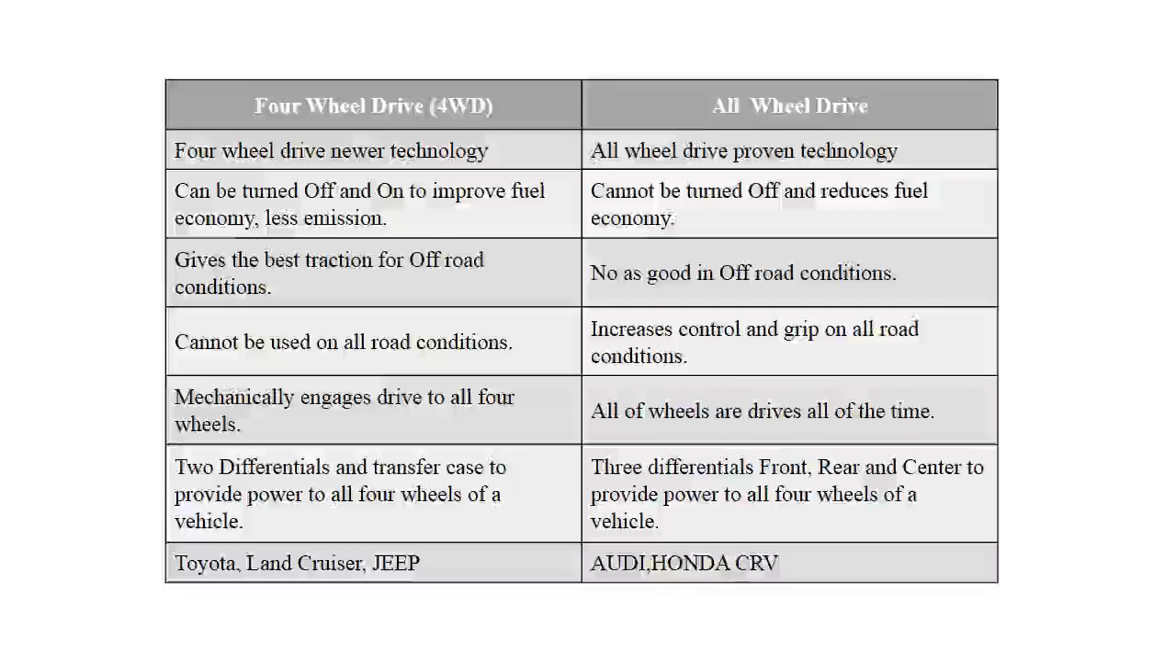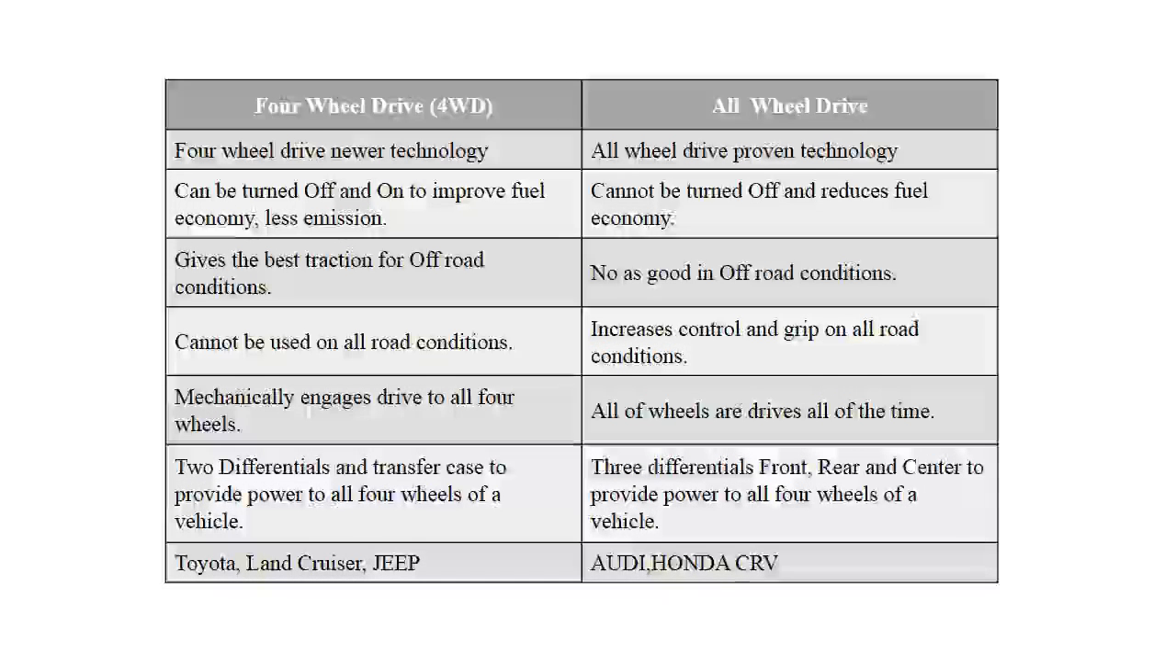Four-wheel drive gives the best traction for off-road conditions. Best traction means it provides the best contact force between the road and the vehicle tire. It is not as good in on-road conditions. It works well in off-road conditions, but on-road it is not going to give that much traction, and it cannot be used in all road conditions. Here, all-wheel drive increases control and grip in all road conditions.